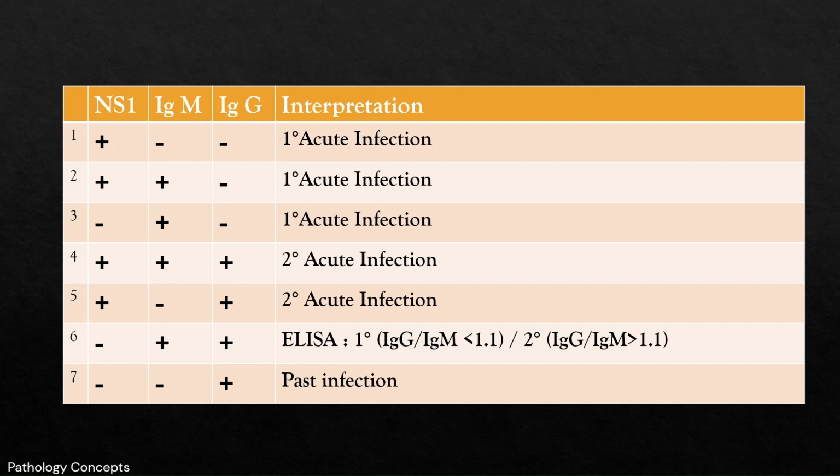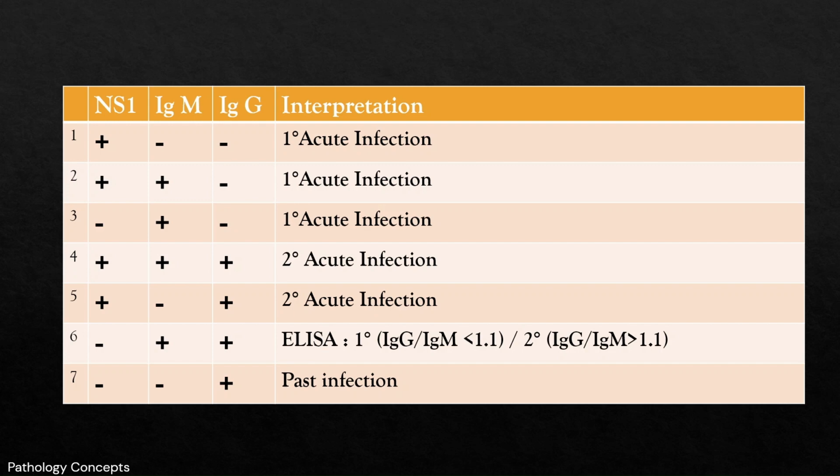NS1 and IgG is positive and IgM is negative, then also it suggests secondary acute infection. If NS1 is negative and IgM and IgG both are positive, then we have to see the ratio of positivity.